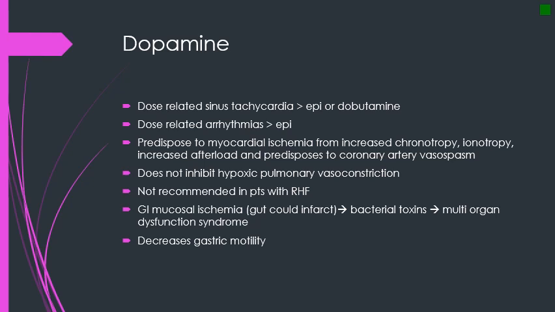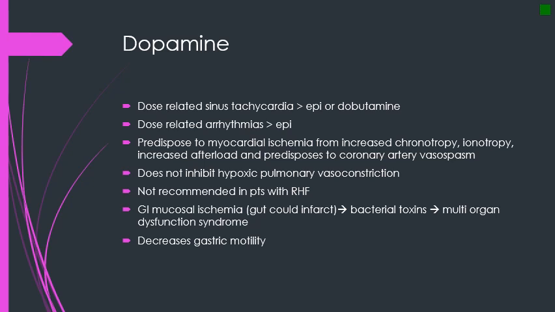Dopamine does cause a dose-related sinus tachycardia. When you get into those high doses, if you've used dopamine very much, you know that it does produce tachycardia for sure, much more so than epi or dobutamine does. It does cause arrhythmias. It's very arrhythmogenic, especially as compared to epinephrine. It does predispose that patient to myocardial ischemia, as we've discussed already, and it does increase the risk for coronary artery vasospasm. The great thing about it is it doesn't inhibit hypoxic pulmonary vasoconstriction, which it seems like everything else that we use in the OR does inhibit HPV.